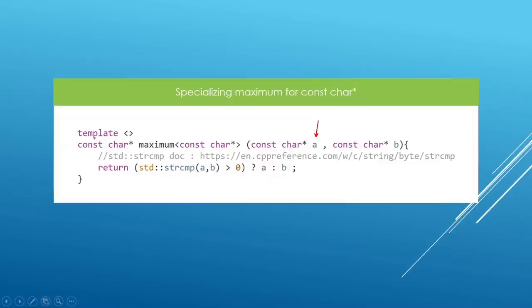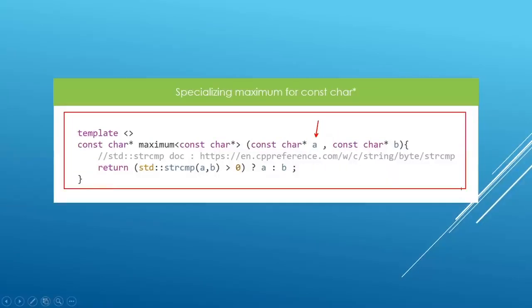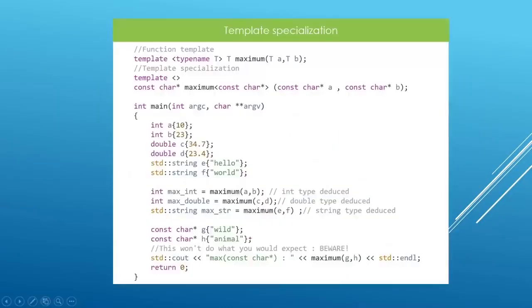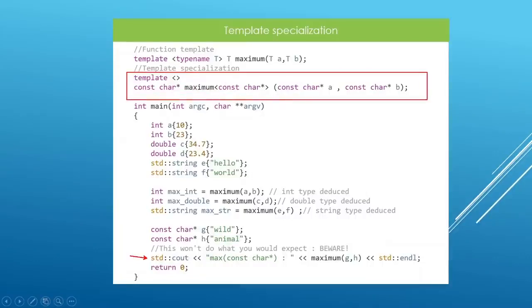And you see that template specialization is really helping out here. Now, if we have this in and the compiler sees a call like this, it's not going to compare pointers. It's going to use the template specialization because the compiler knows that this is a better fit for the call that we are doing here because we are passing const char pointers.